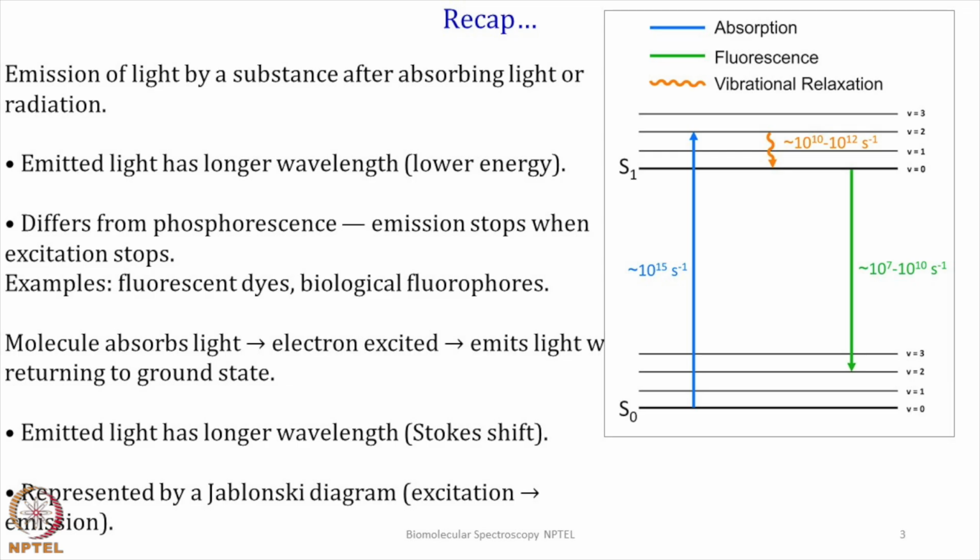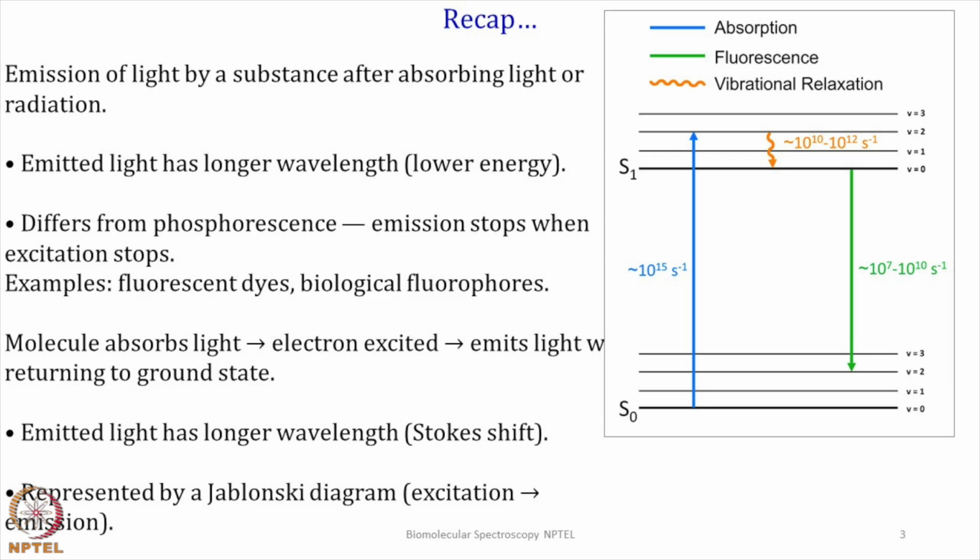It differs from phosphorescence, because in phosphorescence the radiation comes from the triplet state, not from the singlet state. So, typically it is a longer time, right. Phosphorescence has a longer time, and emission differs from fluorescence because emission stops when the excitation stops. That means you are exciting and it is coming back, but if you do not excite, nothing comes back. A fluorescent dye or biological fluorophore are examples of fluorescent molecules.